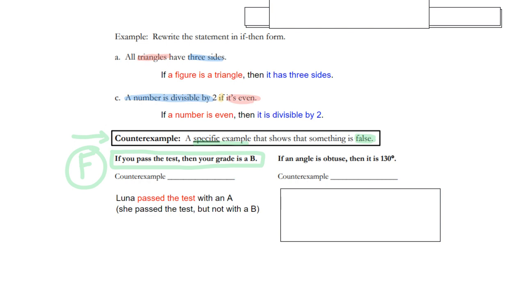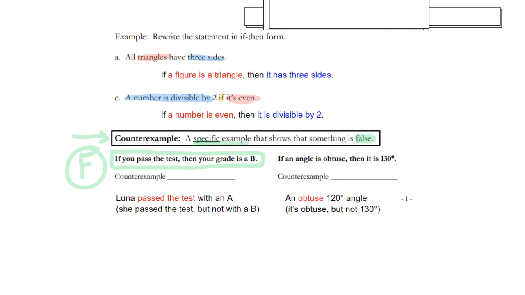Now, the second one, if an angle is obtuse, then it is 130 degrees. Well, that's also false, right? Because we can have an obtuse angle, and yet the conclusion does not follow. It doesn't have to be 130 degrees. So a specific example might be an obtuse 120 degree angle. So it's obtuse, the condition is met, but the conclusion does not follow. It's not 130 degrees, it's 120.